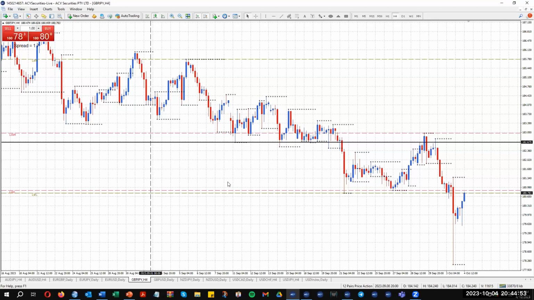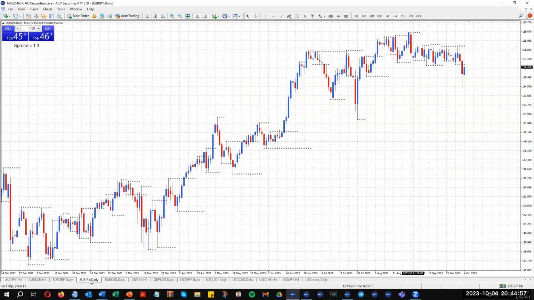Now I just want to spend some time on the euro yen, because here's the euro yen price action, and it looks pretty terrible through the course of the last month, but it's just a range bound environment, and it's a very good example of how, if it's a range bound environment, you can trade the range. There were actually plenty of opportunities within this range to trade.